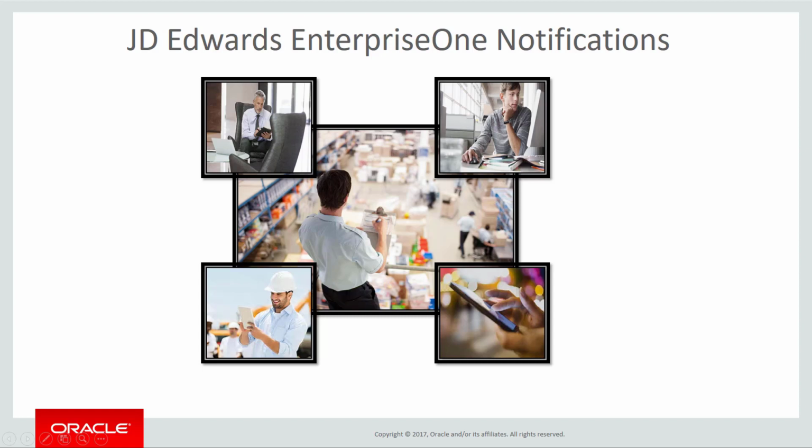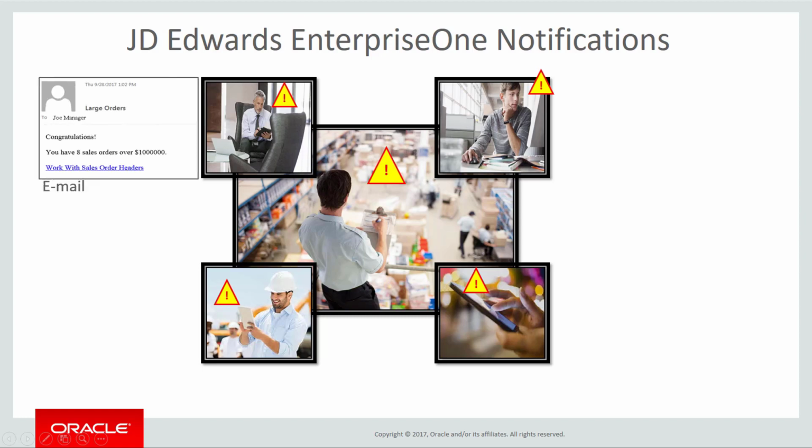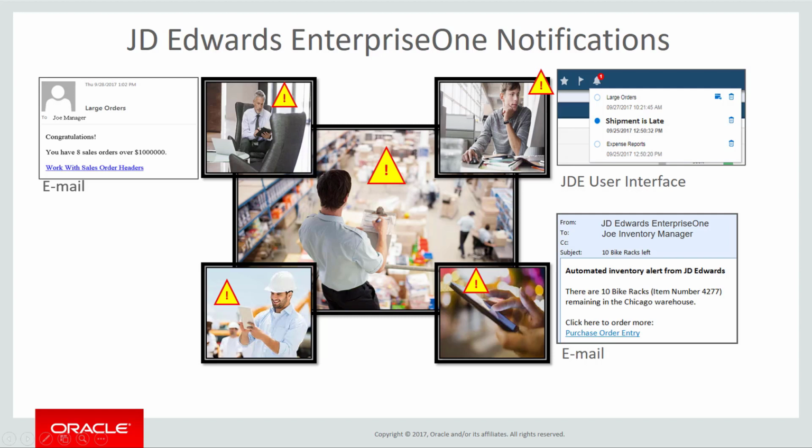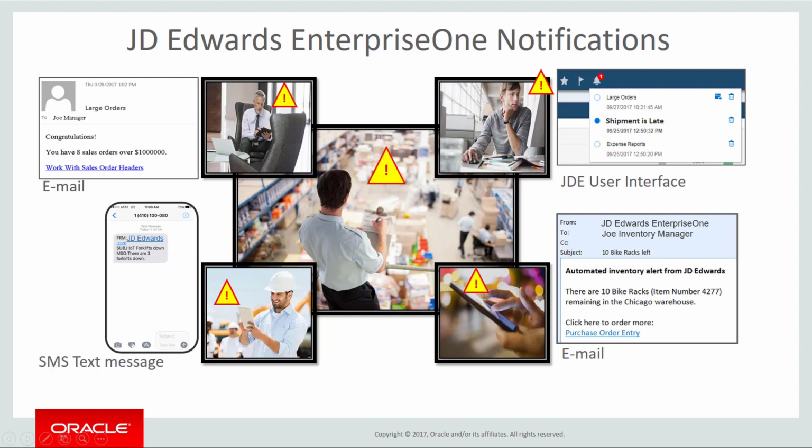Whether you are busy at your desk or out in the field, JD Edwards Notifications push critical information to you based on events or conditions that you need to know about. Perhaps a large order just came in. A shipment is going to be late. Inventory is running low. Equipment is down. EnterpriseOne notifications allow you to be aware of these events and to act fast.